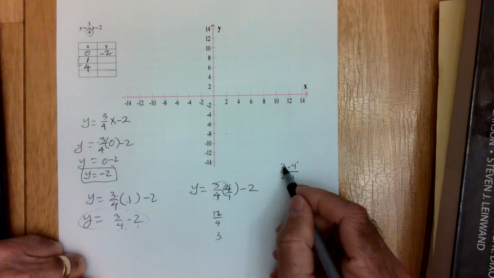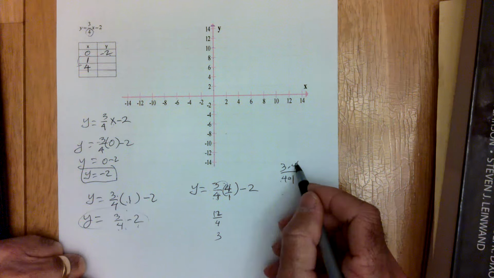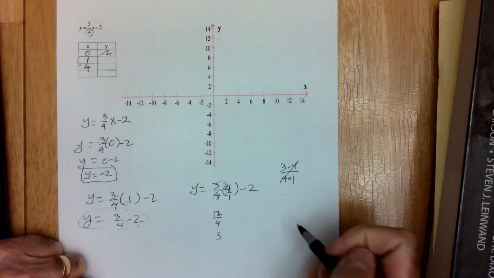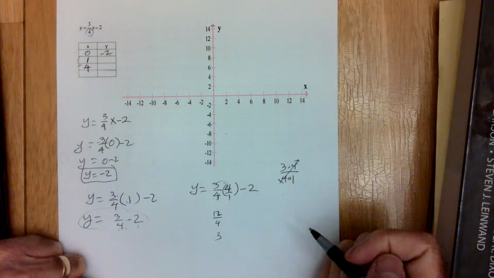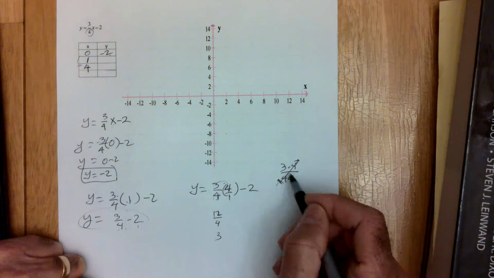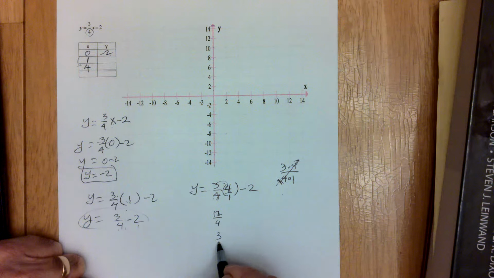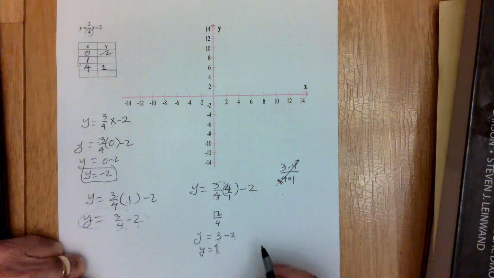Instead of multiplying this together and then dividing, we can actually do the division first. And 4 divided by 4 gives you a 1. Okay, so that cancels out. We're left with 3 divided by 1, which is 3, which is what we got here. So 3 minus 2 now is 1. So we end up with 1 here.